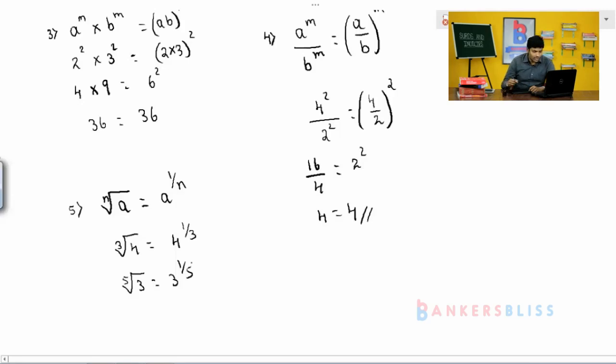Next, rule 6. What is rule 6? a power 0 is equal to 1. Any number to the power of 0, you are going to get the value 1. Next, the seventh rule: a power minus 1 is equal to 1 by a.